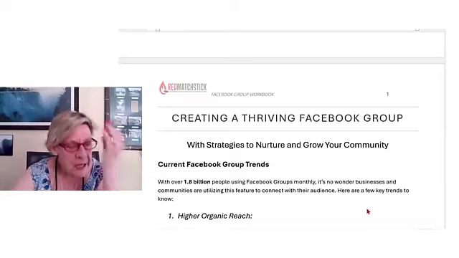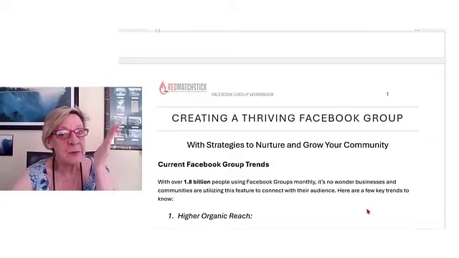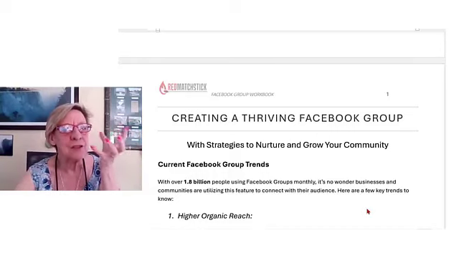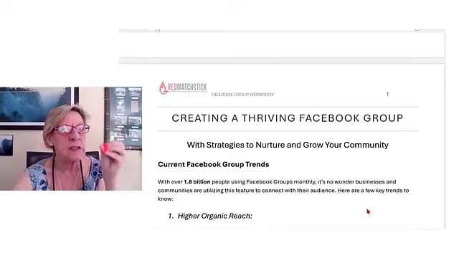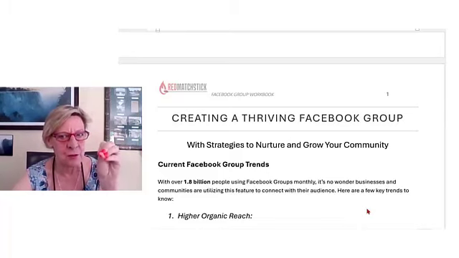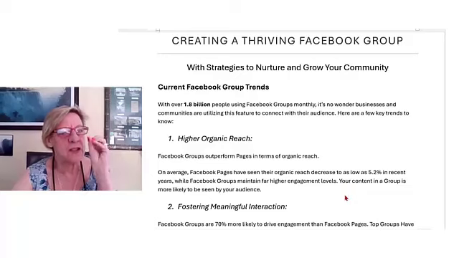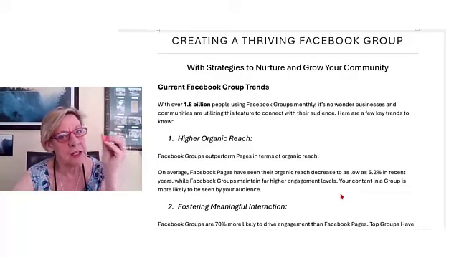Probably the most amazing stat of all is 1.8 billion people belong to groups. So people understand joining a group. It's not that you have to educate people and explain to them why they need your group. The greatest thing of all is Facebook gives priority to group content. So it has higher organic reach.